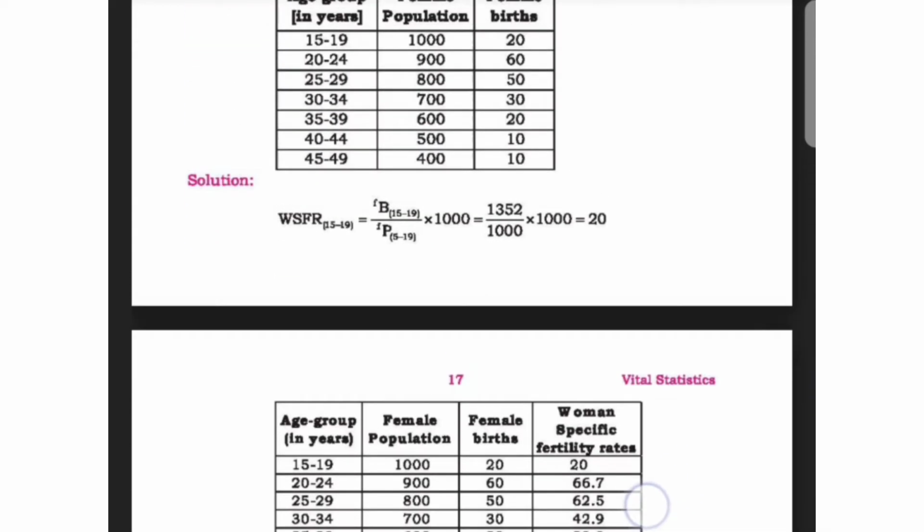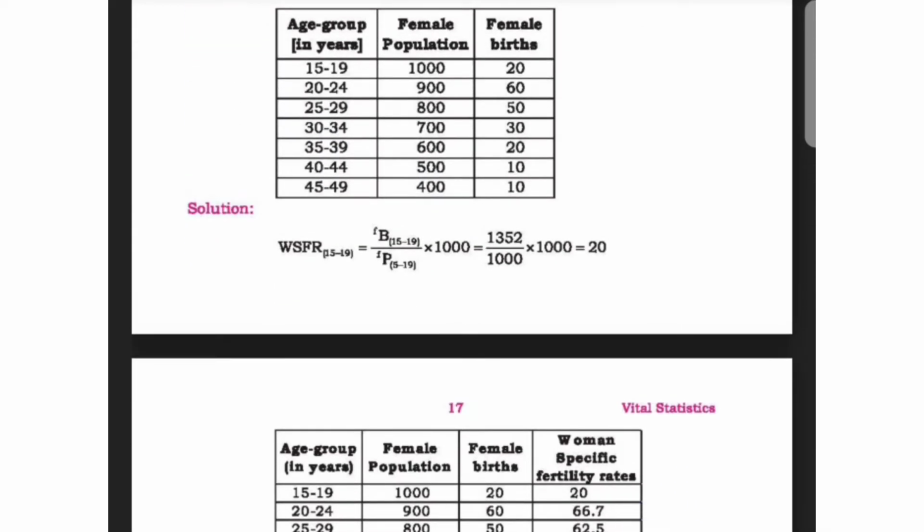Okay, here is the calculation of a gross reproduction rate for the following data. What is given? The given data is age group, female population and female births. They have not given total births; there could be boy babies and girl babies, we were taking total births earlier, but here we are considering the female births. The calculation of a gross reproduction rate is female births divided by female population into 1000, that is WSFR.